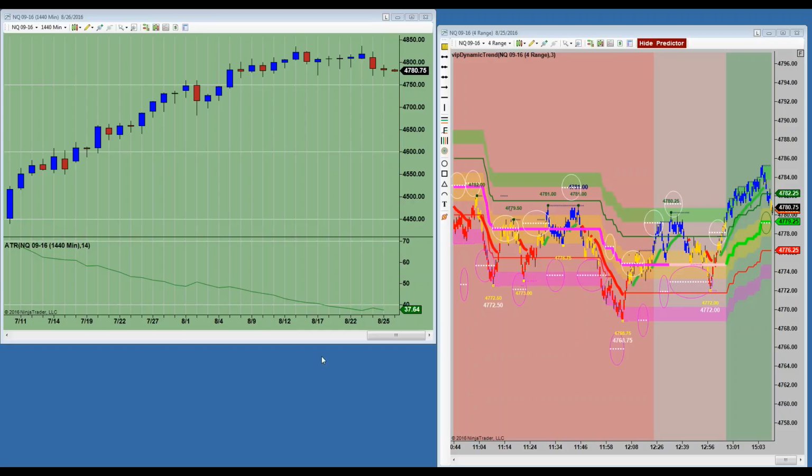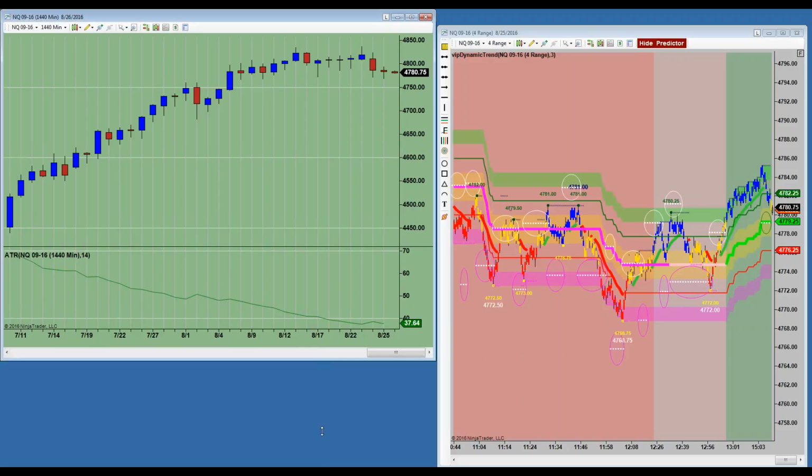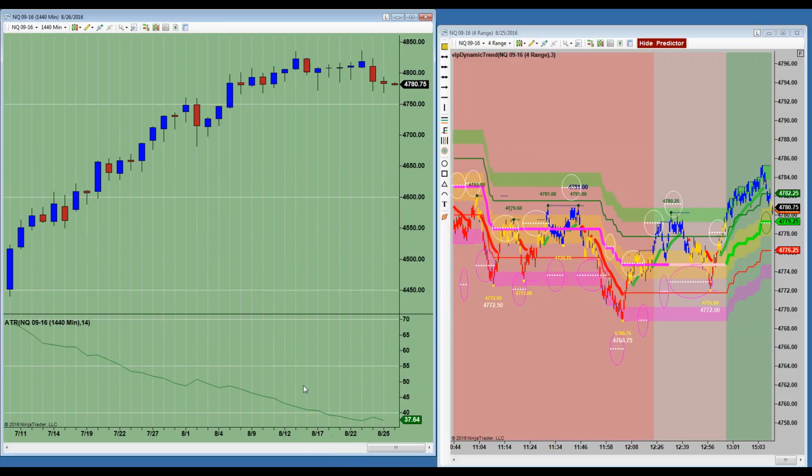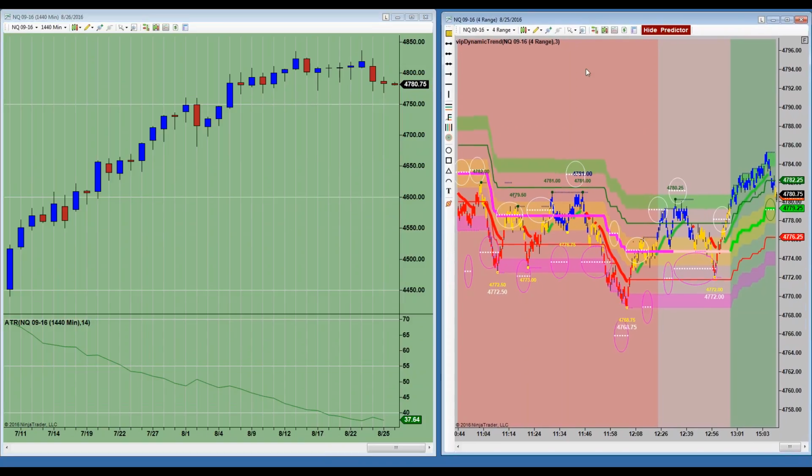Okay, you should see a 1440 chart on the left, which emulates a daily bar without the gaps. That's why we do it, 1440 minute. And of course you can see our standard trading chart here on the right that we use in the room.